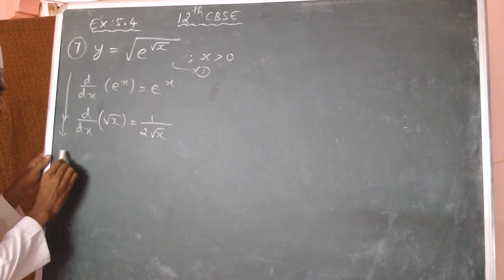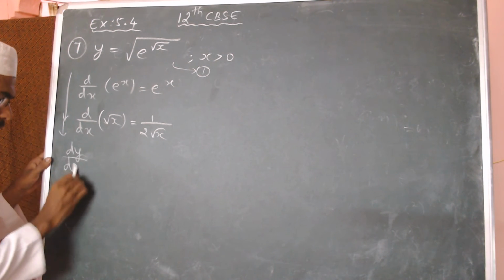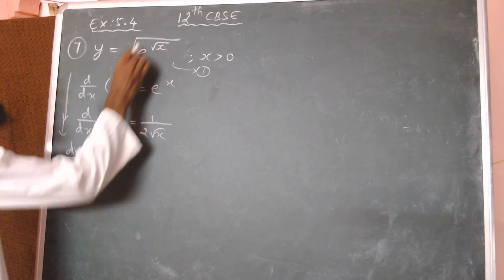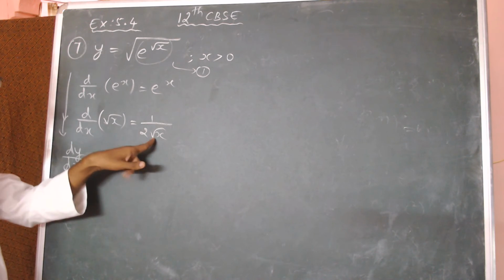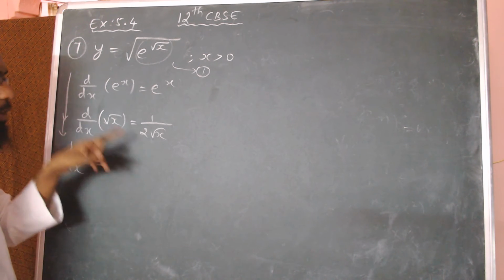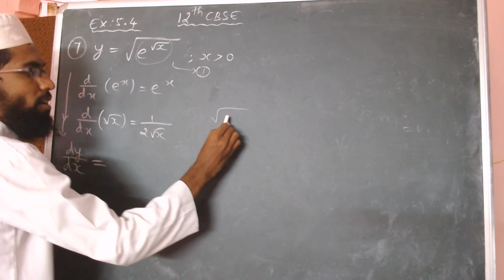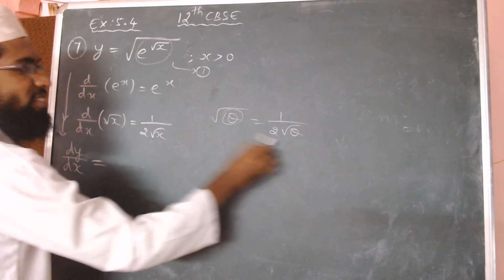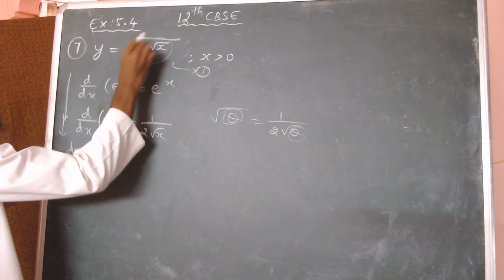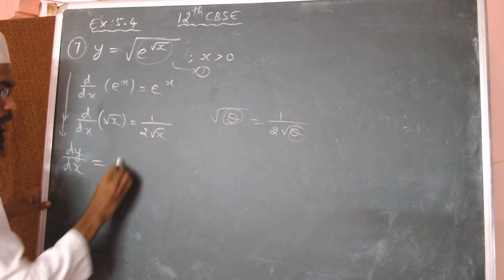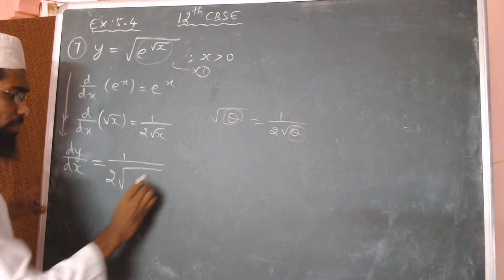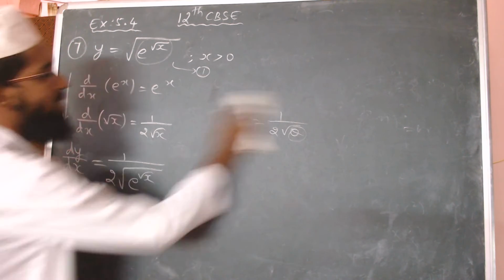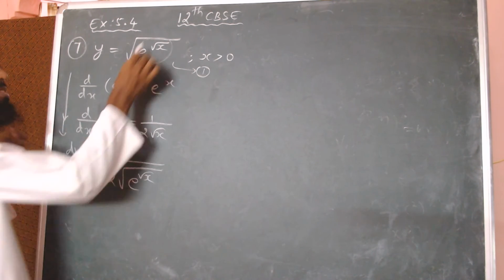Now if I differentiate this, as usual I get dy by dx equal to, on the right hand side, the derivative of root of something, which is 1 by 2 root of that something. So root of whatever is inside will come here. What is inside? Root e power root x. So 1 by 2 root of e power root x. Now I have to differentiate that circled part, e power root x.